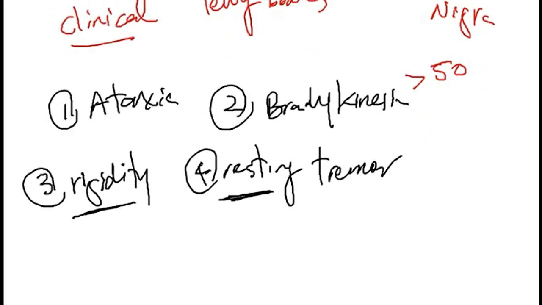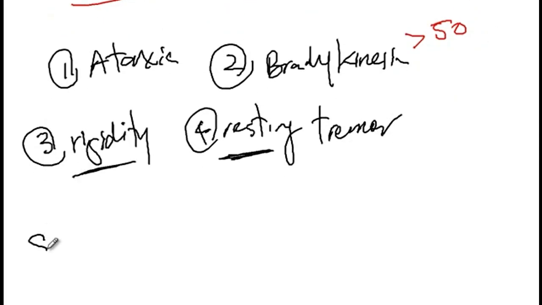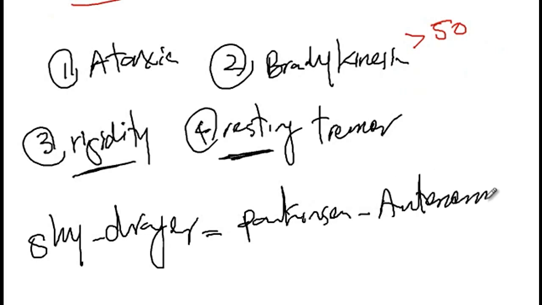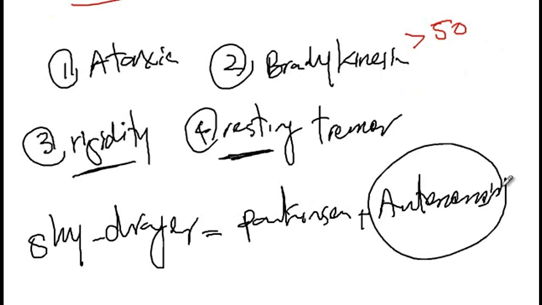And then there is another condition called Shy-Drager syndrome, where there are Parkinson's symptoms in addition to autonomic insufficiency, such as sweating, constipation, and orthostatic hypotension.